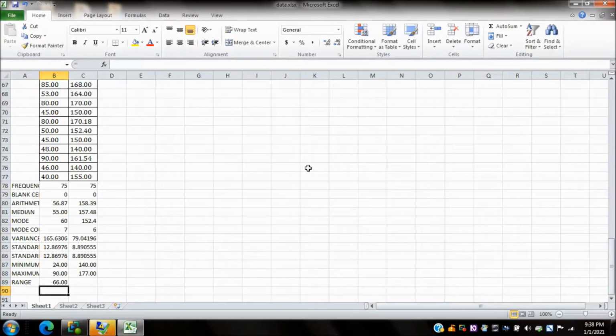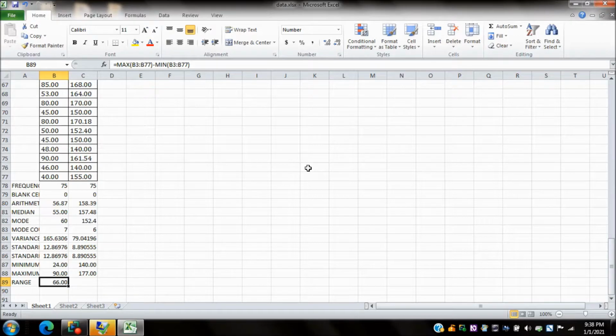And I'll check the range for weight. 66.00, formula B89. It is 66.00, meaning the difference between the heaviest and the lightest person is 66 kilograms. Indeed, 90 minus 24 also gives us 66.